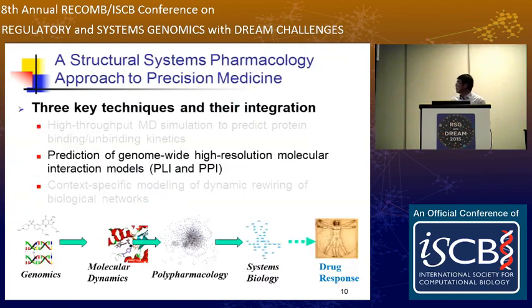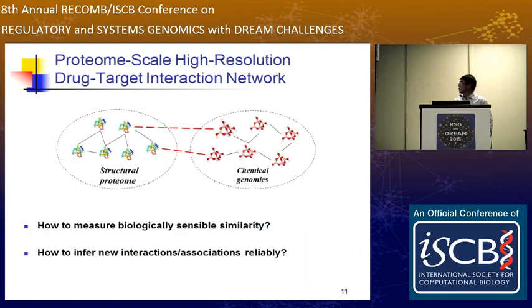So in the remaining talk, we'll give a brief introduction on this kind of algorithms to predict genome-wide high-resolution molecular interaction models, including both protein-ligand interactions and protein-protein interactions. The formulated problem is actually this kind of bipartite graph.